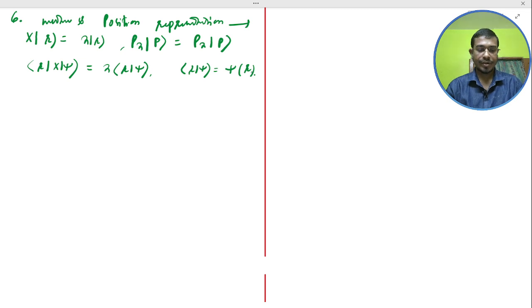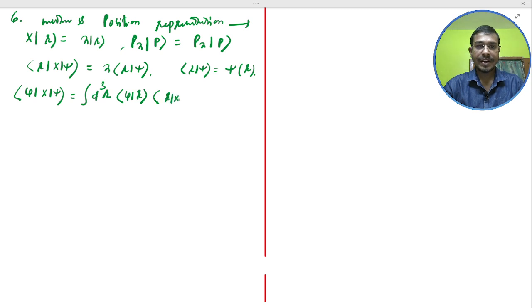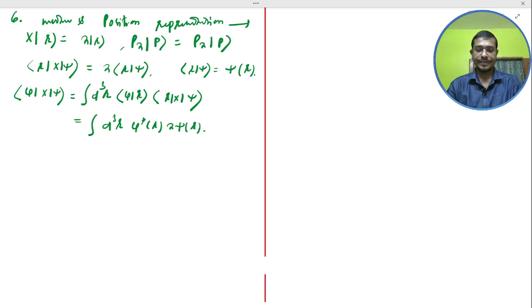So we should write ⟨φ|x|ψ⟩, this is nothing but the integral, for 3 dimensions, d³r, inner product of ⟨φ|r⟩ with ⟨r|x|ψ⟩. This is written in the form integral d³r φ*(r) x ψ(r). Okay, this is in the position space.